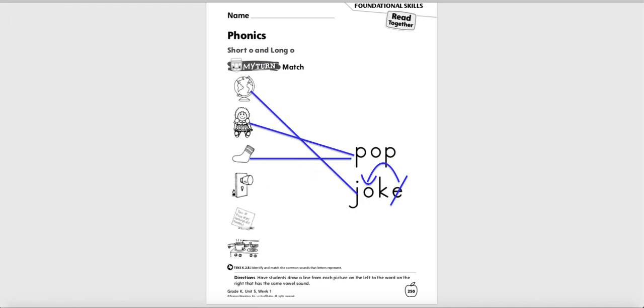This is a doorknob. Knob. Does knob have the same vowel sound as pop or joke? Knob and pop have the same vowel sound. Note. Does note have the same vowel sound as pop or joke? Joke. Good job. Last picture is a pot. Does pot have the same vowel sound as pop or joke? Pop. Good job.